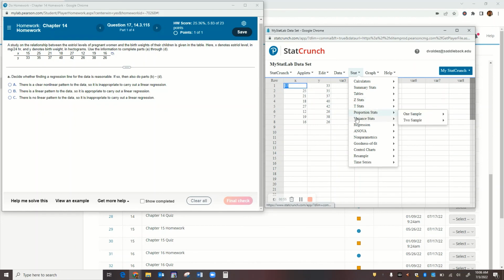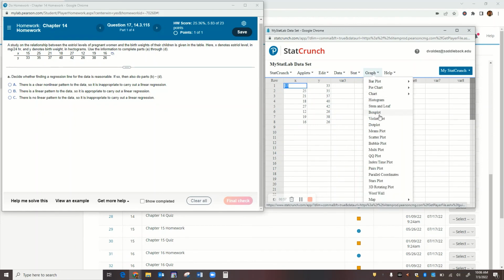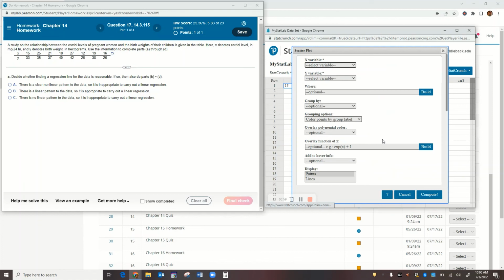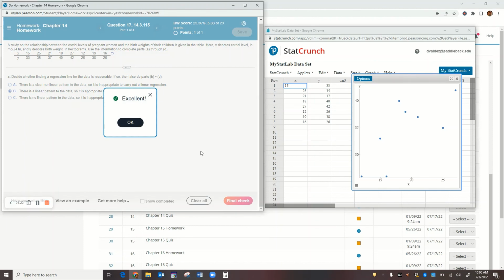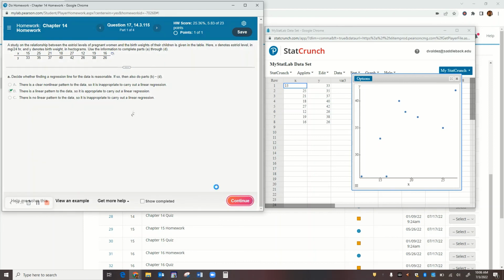So graph, scatter plot, and then X is X, Y is Y. And let's just see what it looks like. It's sloping upwards. It's not the best, but I'd say okay. So there is a linear pattern. Let's try. Excellent. Okay, continuing. It's not the best one though.